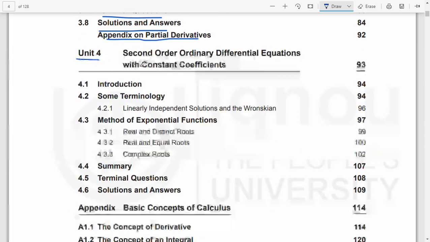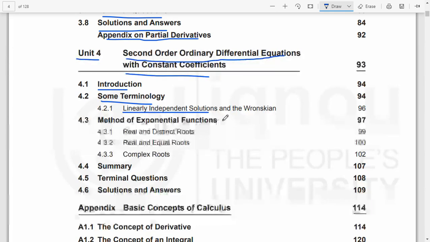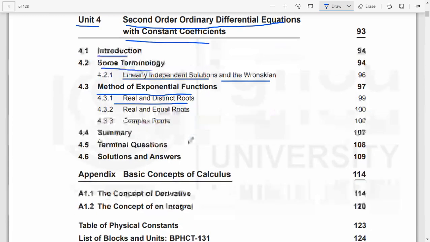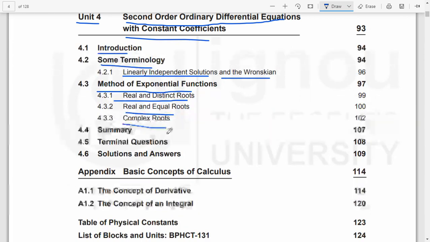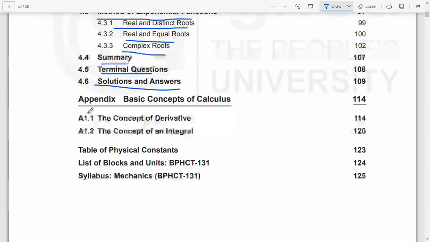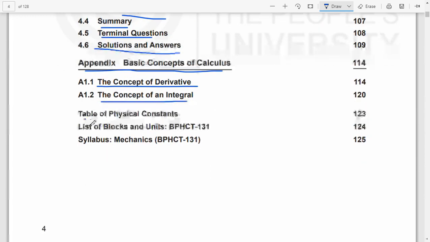Unit 4, Second Order Ordinary Differential Equations with Constant Coefficients. Introduction, some terminology, linearly independent solutions. Method of exponential functions, real and distinct roots, real and equal roots, complex roots, summary, terminal questions, solution and answer, appendix basic concept of calculus, the concept of derivatives, the concept of an integral, table of physical constants, list of blocks and units BPHCT 131, syllabus mechanics BPHCT 131.